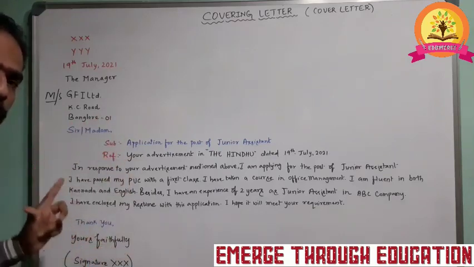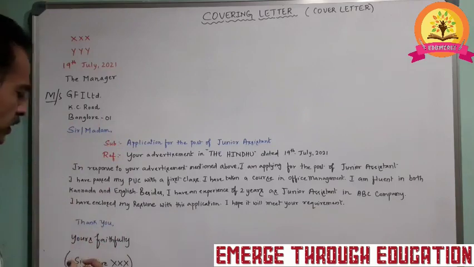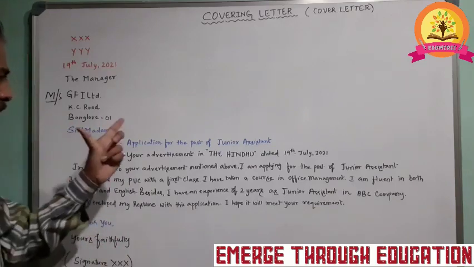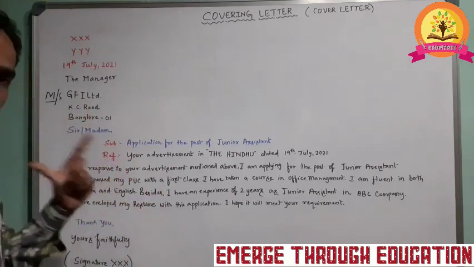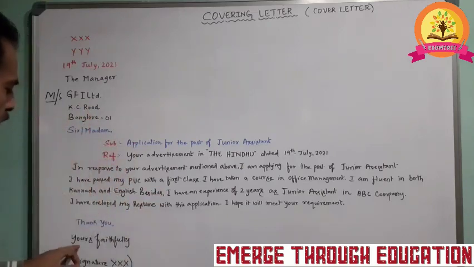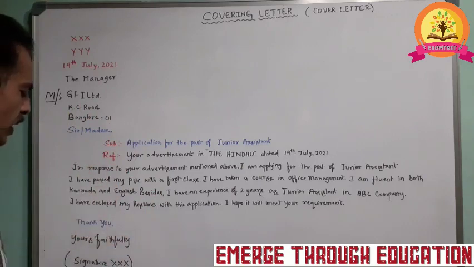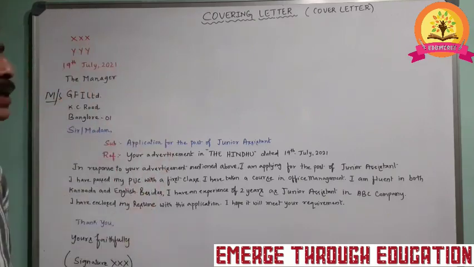Don't add any apostrophe here. The concept is like this: just because it is referring to the hiring team, you do not know whether he or she. Therefore, you should end with yours faithfully, followed by the signature, and you write triple X like this. This is how the covering letter is written.